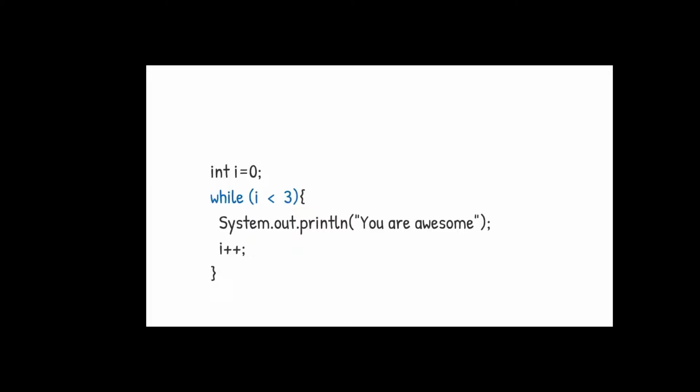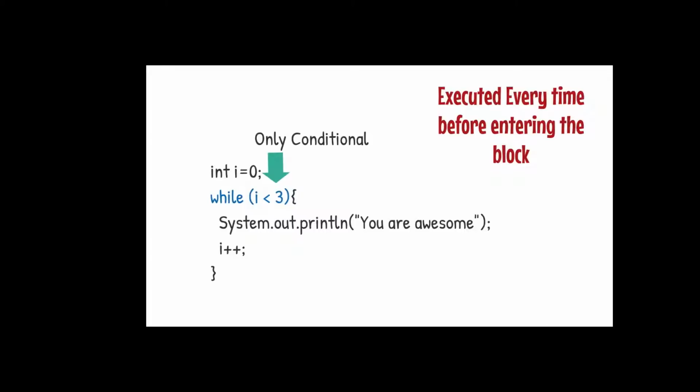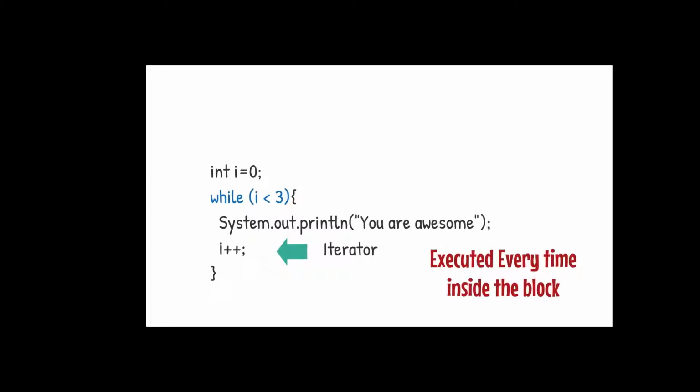In a while construct, two of the statements that are used in the for loop are moved elsewhere in the program. Typically, the initialization statement is moved to some line before the block. The while construct only needs the conditional statement, which is executed every time before entering the while block. If you want the while loop to stop after a certain number of executions, then typically you have to have the update statement, which is inside the block.